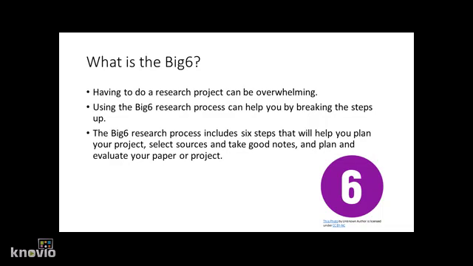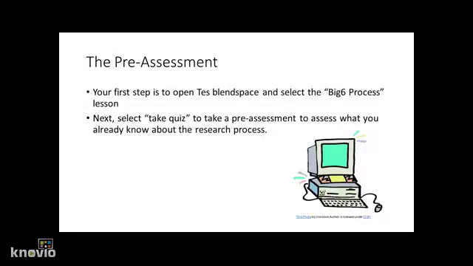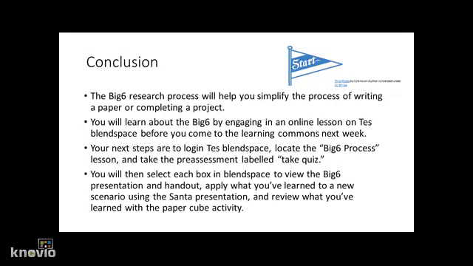The Big 6 is a research process that can help you by breaking the steps up. The Big 6 research process includes the 6 steps that will help you plan your project, select sources, and take good notes, and plan and evaluate your paper or project. Your first step is to open Blendspace and select the Big 6 process lesson. Next, select Take Quiz to take a pre-assessment to assess what you already know about the research process. The Big 6 research process will help you simplify the process of writing a paper or completing a project.